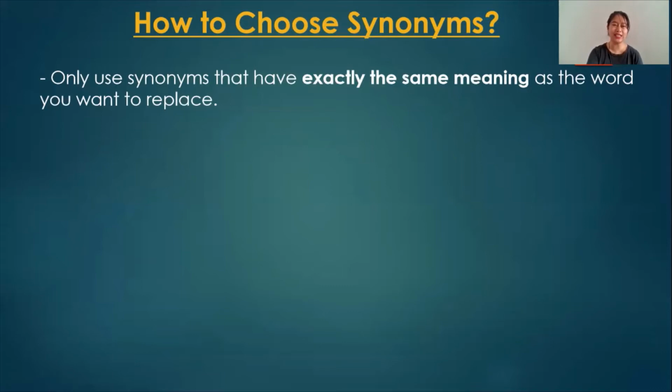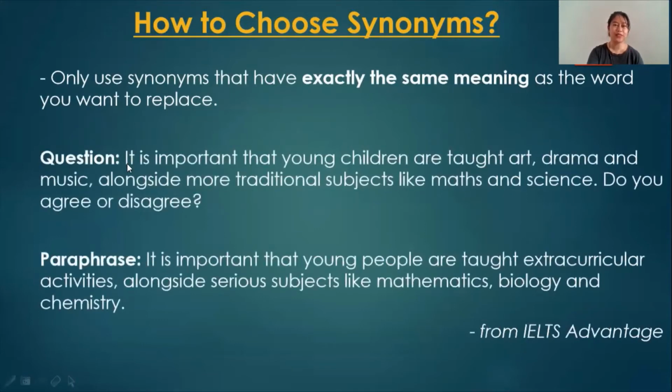Now let's look at this question and the student's paraphrase and see whether the student has chosen the correct or accurate synonyms. The question is, it is important that young children are taught art, drama, and music alongside more traditional subjects like maths and science. Do you agree or disagree? And the student's paraphrase is, it is important that young people are taught extracurricular activities alongside serious subjects like mathematics, biology, and chemistry. What do you think?